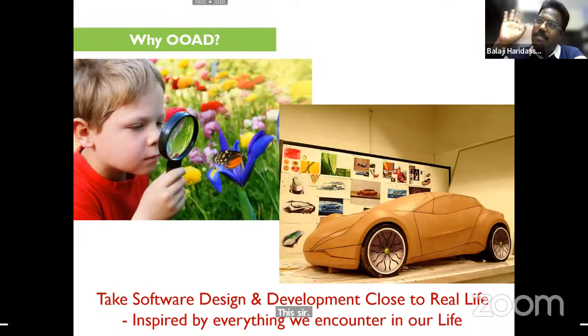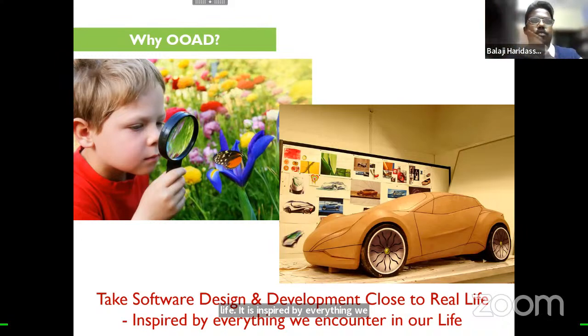So this is why I need OOAD to take software design. That's more important. Design and development should be more close to real life. It is inspired by everything we encounter in real life. We cannot think outside objects when we are interacting in real life. If software design is like that, it becomes very easy. It's super simple and very intuitive. You can make beautiful designs and your code will be really good.